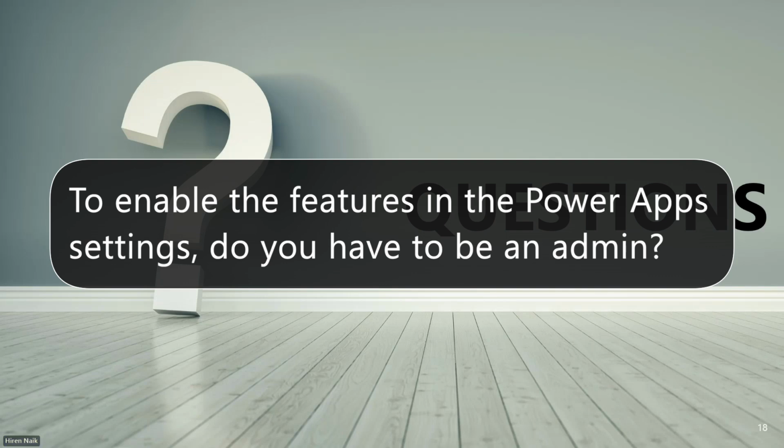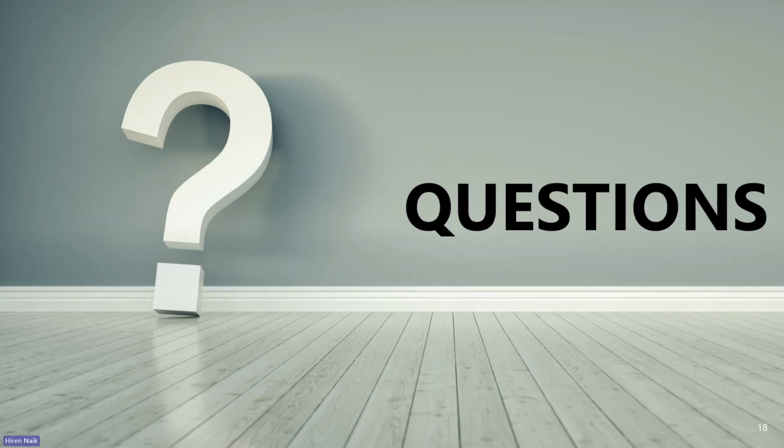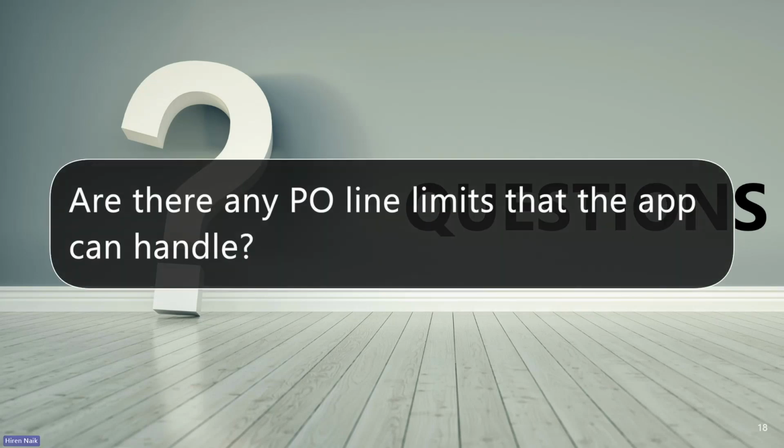I think you need to be at least the administrator of this environment. There's another question. Are there any PO line limits that the app can handle? We don't have. Do you know any off the top of your head? No, we don't have any limitation. So we should be careful perhaps about the performance of the application. If we ever say, I don't know, 1009, it could perhaps be an issue. But yes, it's a topic that we need to test also, sure.